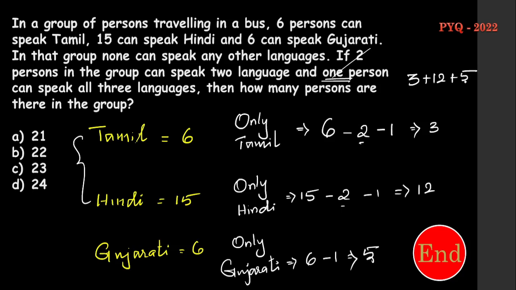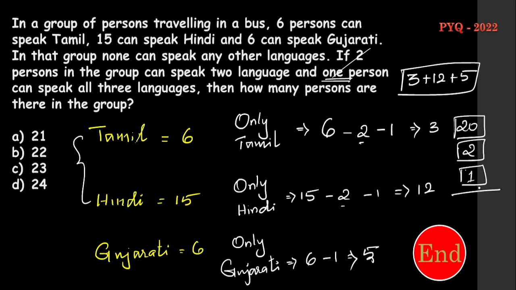3 plus 12 plus 5 is 20. This 20 is nothing but only 1 language speakers. Next, 2 language speakers is 2, and all the 3 language speakers is 1. So our answer will be 23. This is the right answer. So I find only 1 language speakers, and 2 language speakers and 3 language speakers are already given. So just add the numbers.